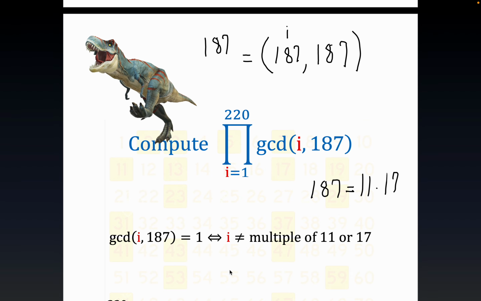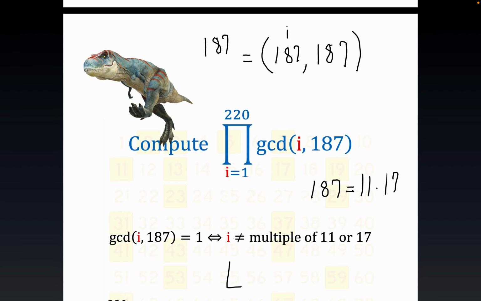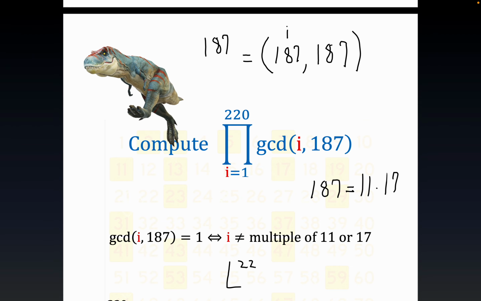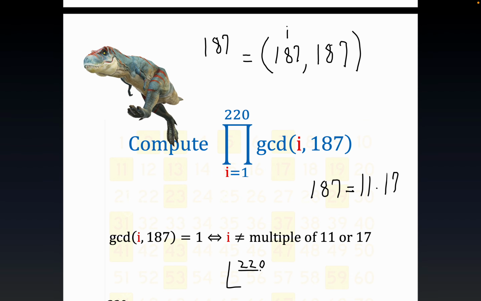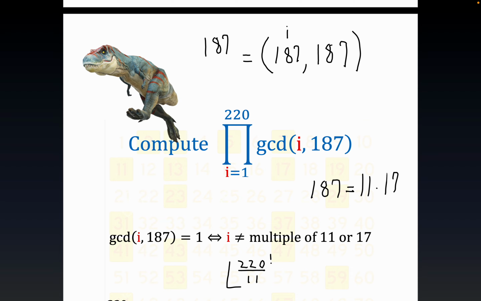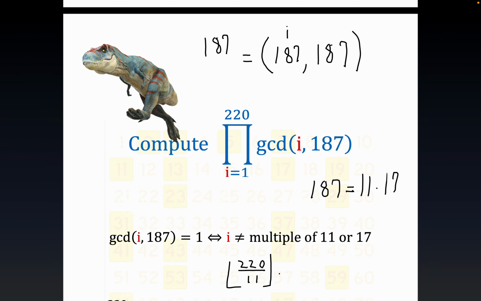Now, 22 is pretty easy. The floor function is used frequently to count multiples. And let me just give an example for it. 220 divided by 11. You guys familiar with the floor function know that the floor of any integer is just the integer itself. So this is equal to 20.